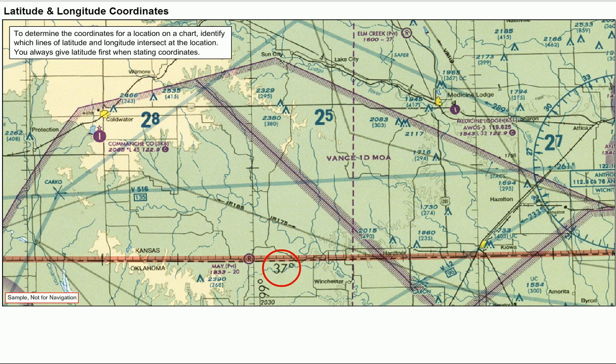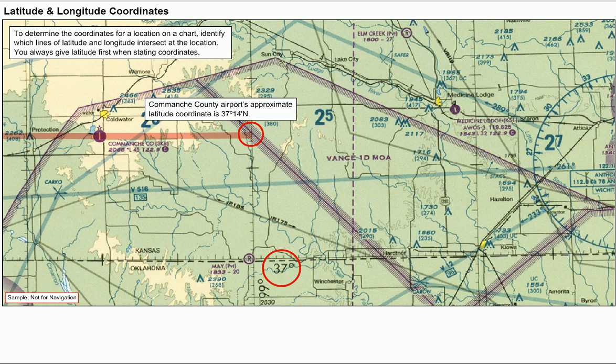Latitude for this location is at the 37th north parallel, or 37 degrees north latitude. The number of minutes north of the latitude line is approximately 14. So the approximate latitude for Comanche County Airport is 37 degrees 14 minutes north.